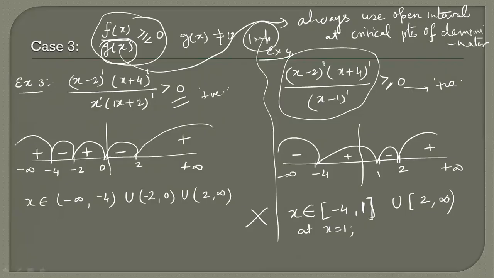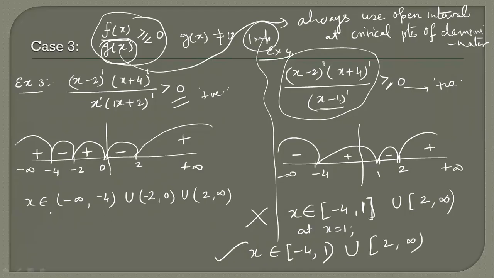You cannot use closed interval at the critical points of the denominator, because if you use closed interval, it means we can reach that point. If we reach that point, then the function will not be defined. So what will be the correct answer? The answer will be minus 4, closed, open at the critical point of g(x), and the critical point of g(x) is 1, so we will use open interval at 1, and the rest we will solve similarly, 2 to infinity.